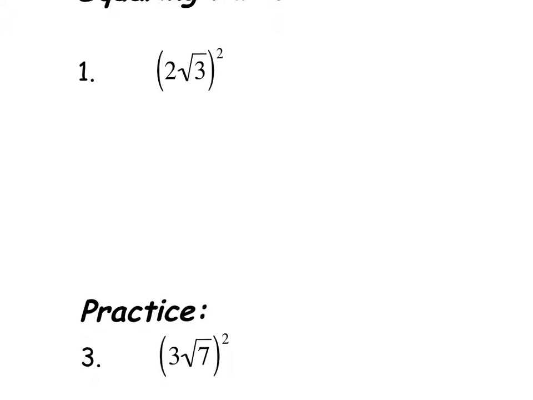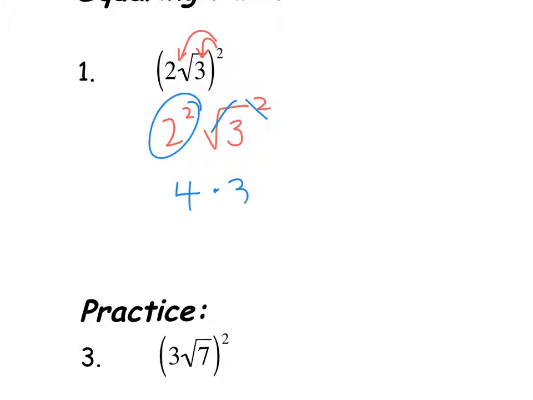All right, so number 1. This simply means, based on what we just talked about, I am going to square the 2 and I am going to square the radical. And then all I'm going to do is do each piece separately and then multiply. So, what's 2 squared? What's the square root of 3 squared? 3. What's 4 times 3? 12. I thought I heard 2. Okay, 12. Does that make sense?